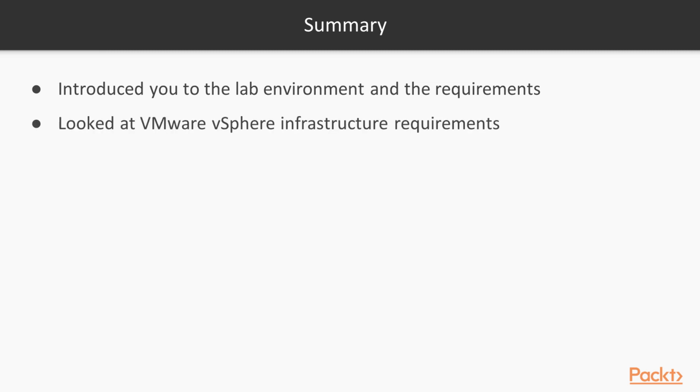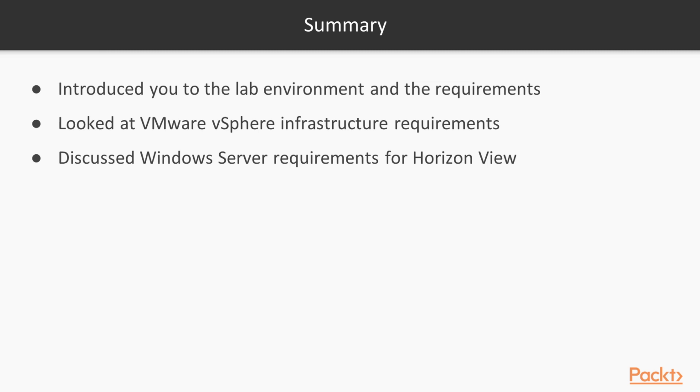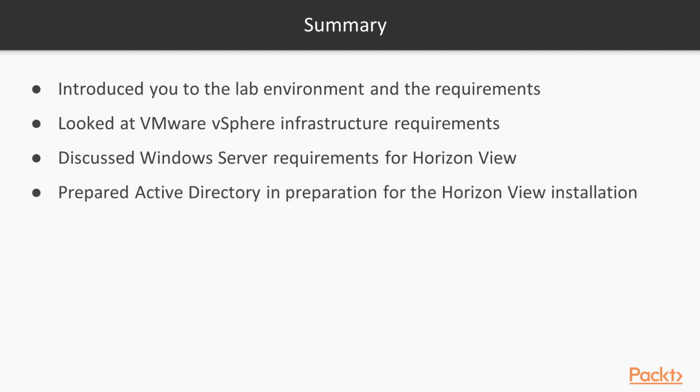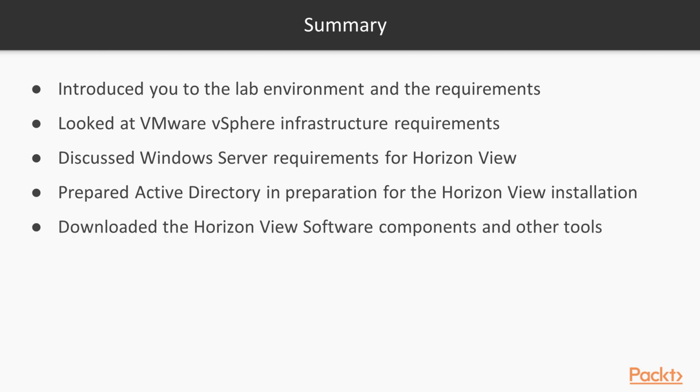We've discussed the VMware vSphere infrastructure component requirements for our management block and our desktop block. We've discussed the Windows Server requirements for actually installing the Horizon View software, so our connection server, replica server, security server. We've prepared Active Directory, so we have our user accounts, our service accounts, and some OUs in which to create our virtual desktop machine accounts. And then finally, we've downloaded the Horizon View software, so we're ready to install in our example lab environment.